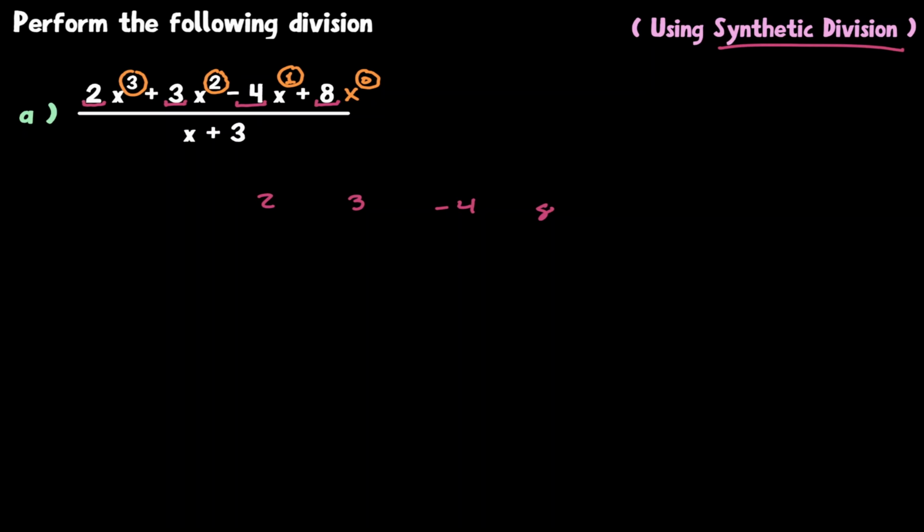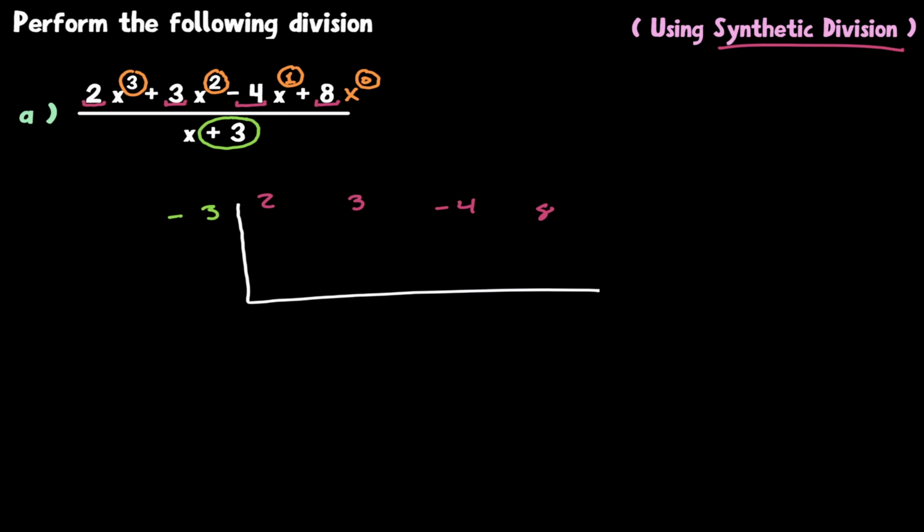And then we're going to open an upside down box. And on the outside, we're going to place the opposite of what's in the denominator. Here we have a +3, so let's place a -3 on the outside. And now we're done with the setup. Now let's talk about the process.